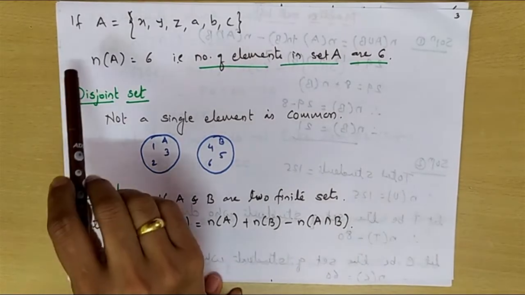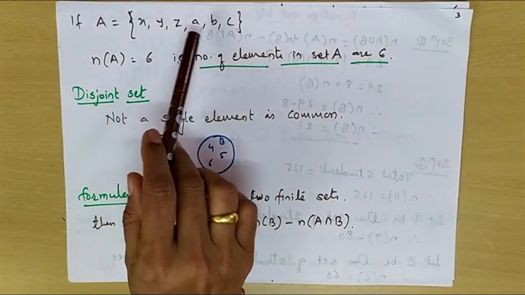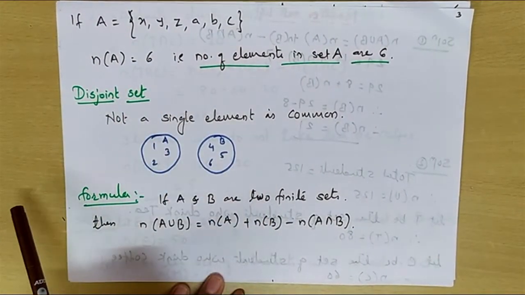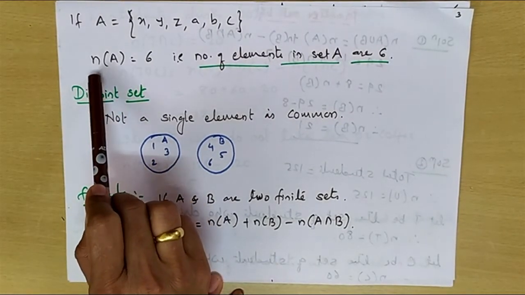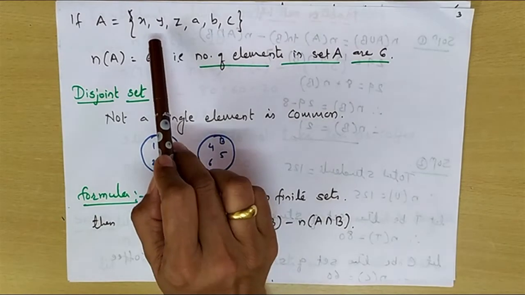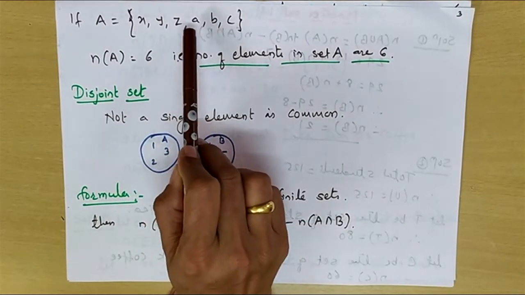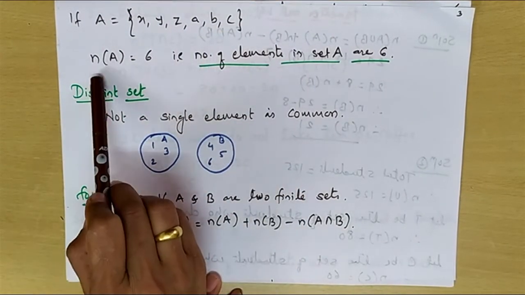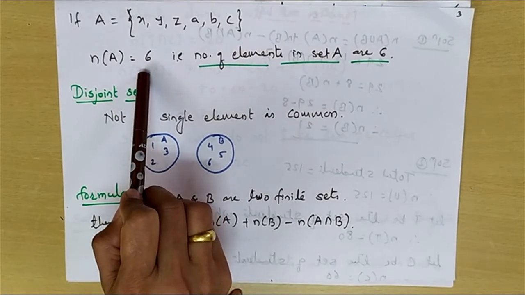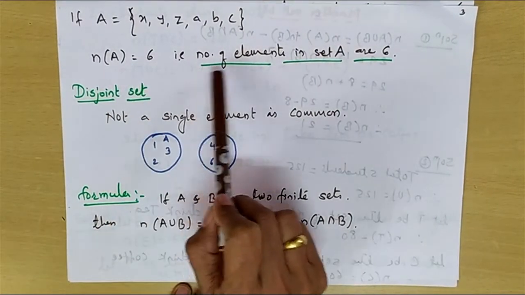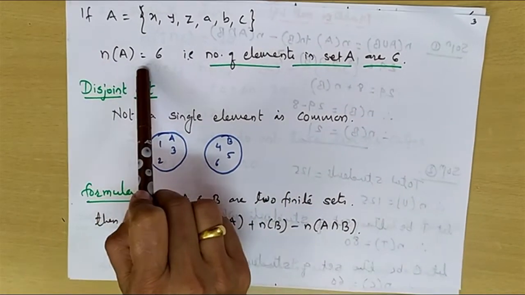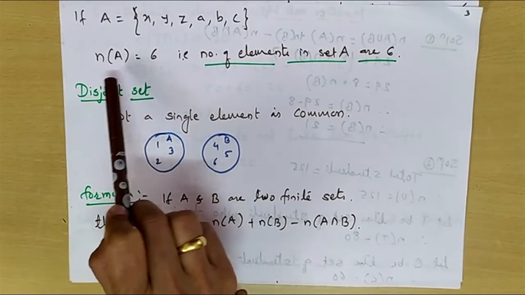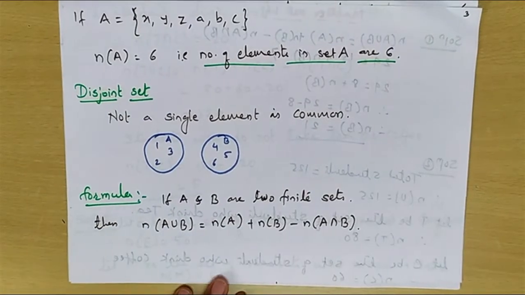If set A is equal to {x, y, z, a, b, c}, these are the elements, then n(A) means the number of elements in set A. See how many are the elements? 1, 2, 3, 4, 5, 6. So n(A) is written as 6. And how to read it? Number of elements in set A are 6. This is the symbolic notation used for writing down the number of elements.